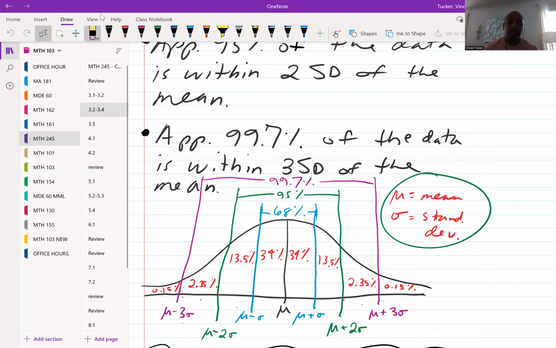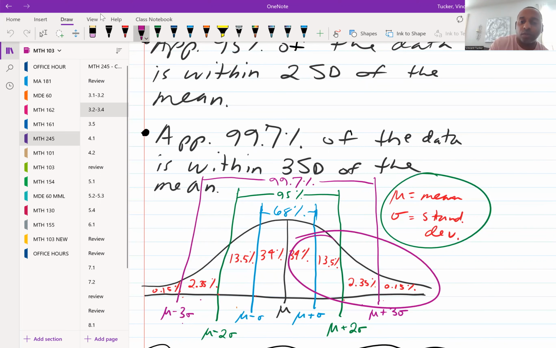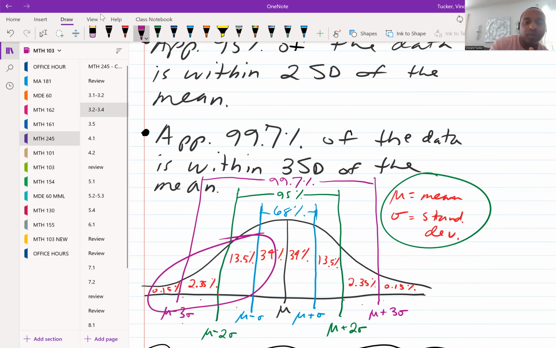We have the mean that's in the middle. That's Greek letter mu. 50% of your data is to the right of the mean. 50% of the data is to the left of the mean. So all these percentages over here add up to 50%. All these percentages over here add up to 50%. So that added up all together is 100%.